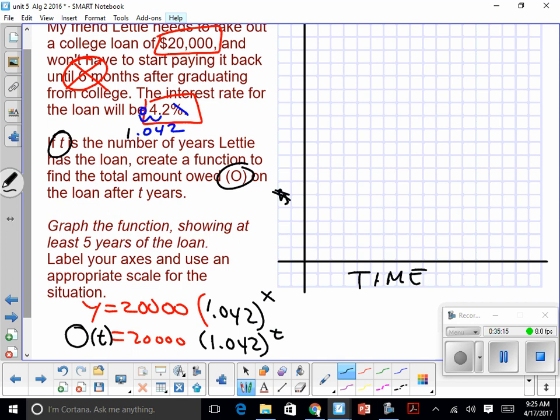After this, I'm going to leave this alone so that when you write the end behavior: as time increases, the loan amount increases. As time increases, the money increases. You have to have the name of that thing, which is why when you read the problem, oh, it's talking about a college loan.